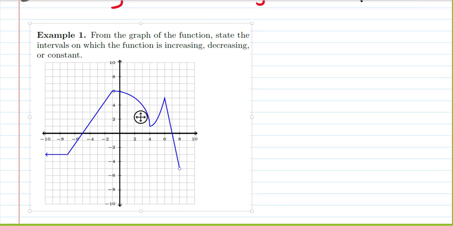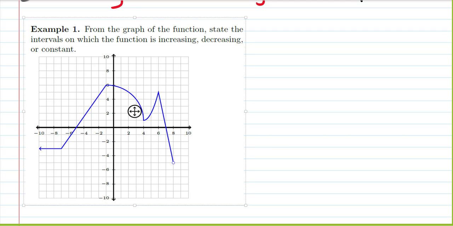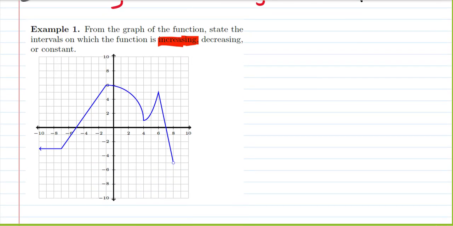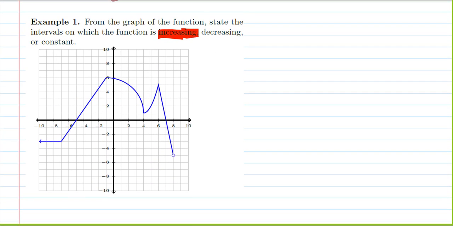So from the graph of the function, state the intervals on which the function is increasing, decreasing, or constant. So when we're doing problems like this, the first thing we want to do is identify where it's doing each of these things. So let's start with increasing. So from our picture above, increasing means it has positive slope, or that it's going up as we move from left to right. So this graph is increasing in two different places.